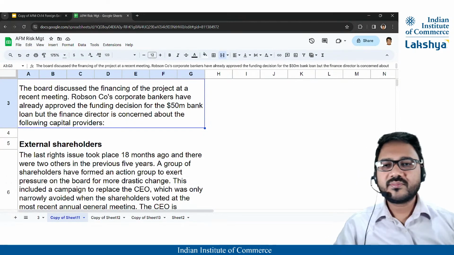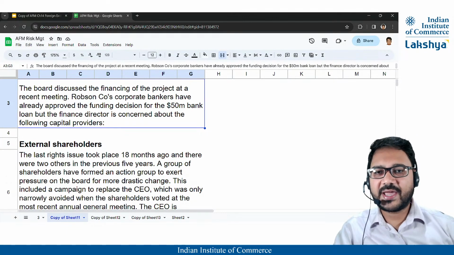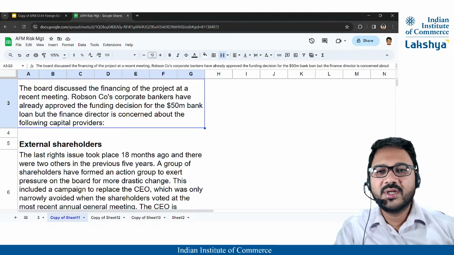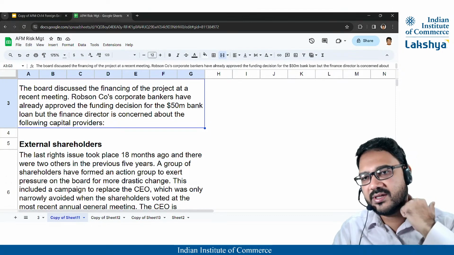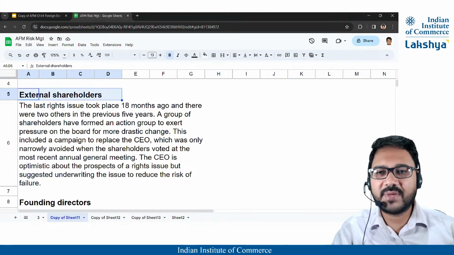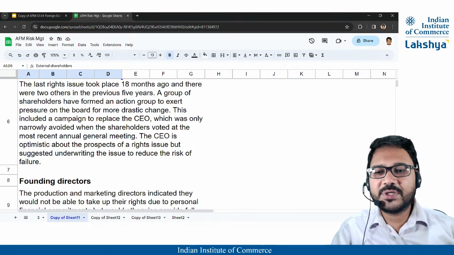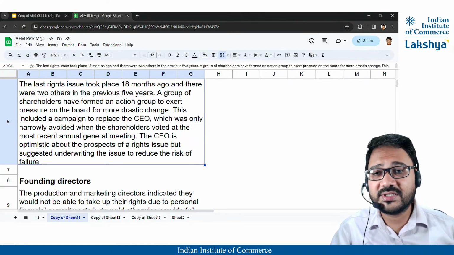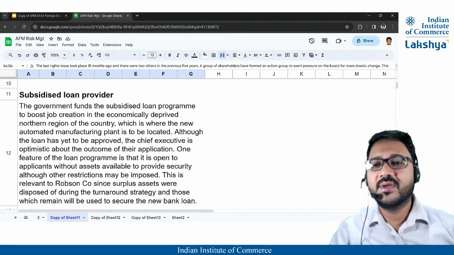So they require $50 million, and they already have an approval of raising this through a bank loan, but certain concerns were raised by the finance director with regards to certain providers. So external shareholders may not be happy about it for these reasons. Now he is suggesting we could do a rights issue with underwriting.